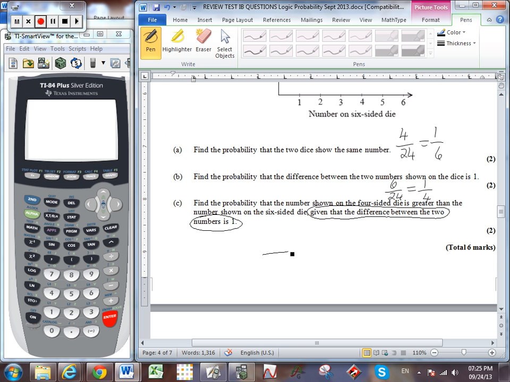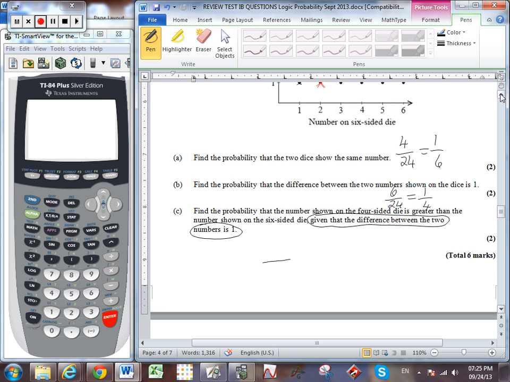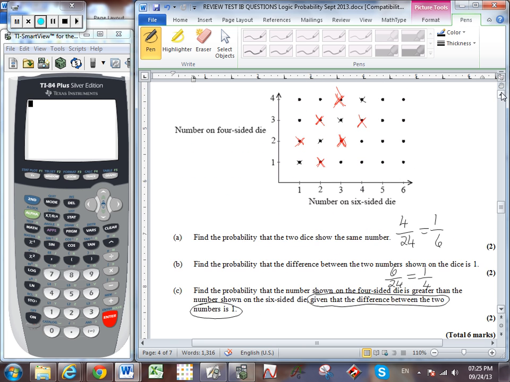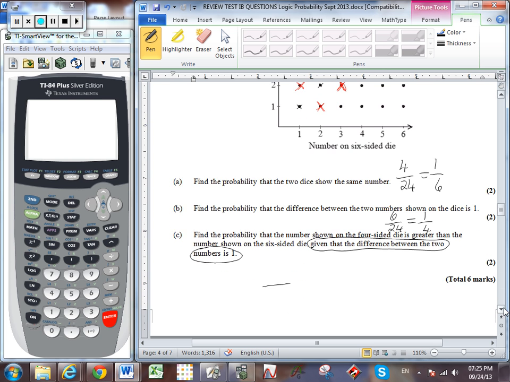So we have been given that we're only going to be looking at the 6 possibilities that we just saw a moment ago where the difference between the two numbers was 1. We're reducing our sample space to only these 6 cases. I've given you that we are in one of these 6 situations. So our denominator now is just 6.